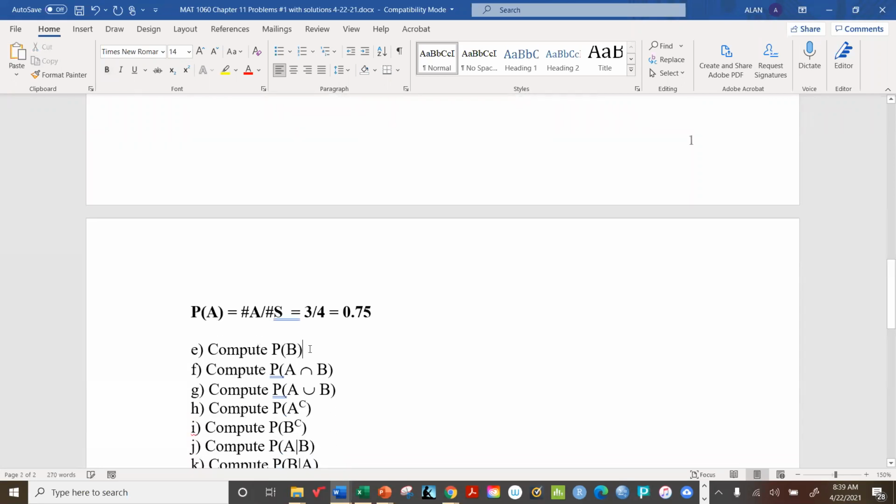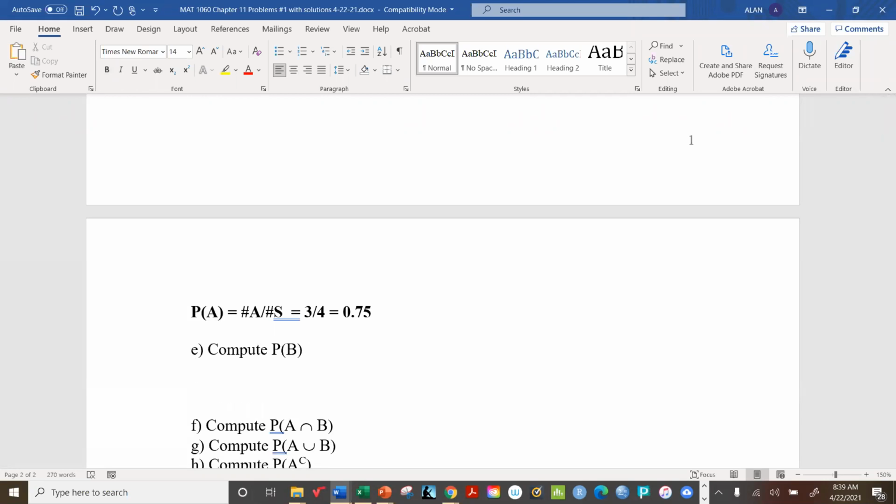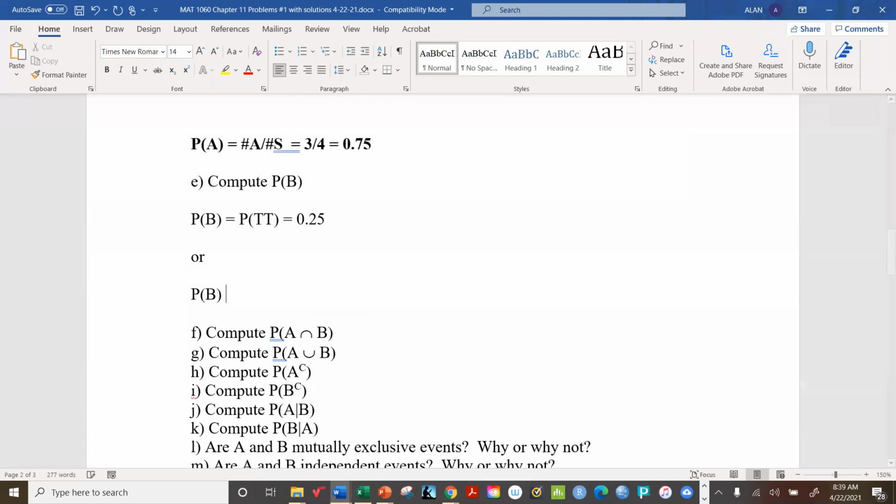All right, now B, remember B only contains the one element. So you can say that the probability of B is the same as the probability of TT, which is 0.25. Or you can just note that since there's one element in B out of 4 altogether in the entire sample space, you can just write it out as 1/4, which is 0.25. Either way, you're getting the same number.